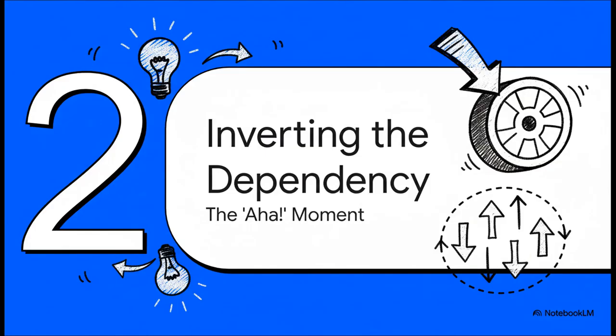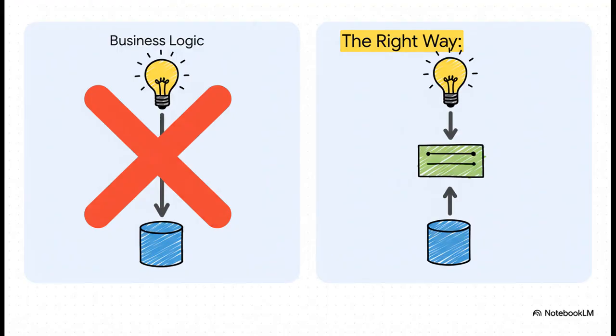So, what's the secret? How do we break this cycle? The solution is this really powerful idea that kind of flips our usual way of thinking completely upside down. It's called the dependency inversion principle, and it's a total game changer. So take a look at this. On the left, you've got the common mistake, the wrong way. Your high-level business logic is directly tied to a low-level detail, like a database. This makes your system rigid and fragile.